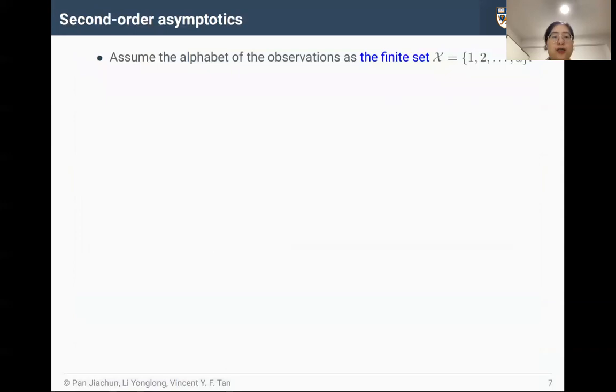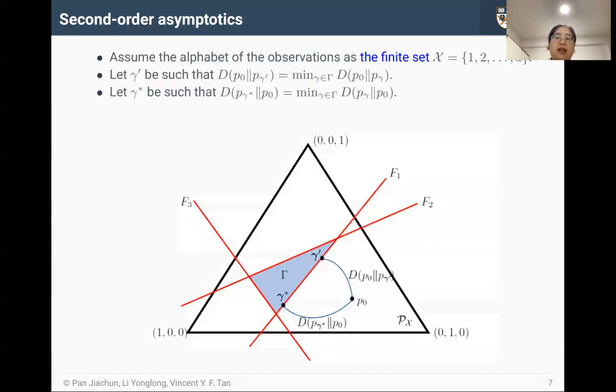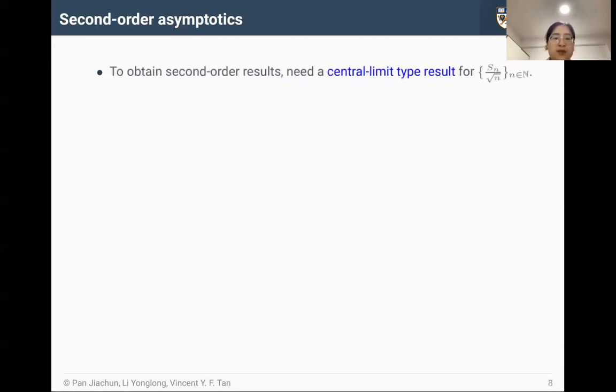For the second order result, we add an additional assumption. We assume the alphabet of the observations is a finite set, and we define gamma prime as the parameter that minimizes the KL divergence between P0 and P gamma. And we have a similar definition for gamma star. This figure shows the projection of KL divergence on parameter set gamma at point gamma star and gamma prime.